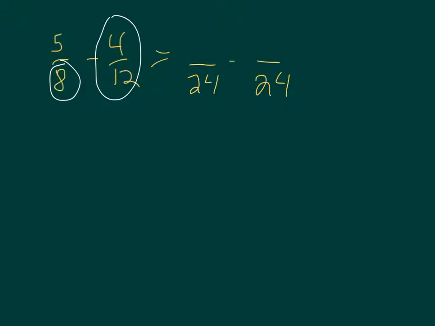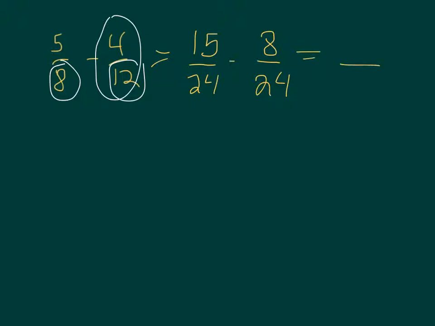So I have to take 5 times 3, and when you do 5 times 3 you get 15. That's my new numerator, or top number. Then I ask myself, how did I turn this 12 into 24? The answer to that question is multiplying by 2. So now I need to go 2 times 4 to get 8. Okay, I have another step to do.